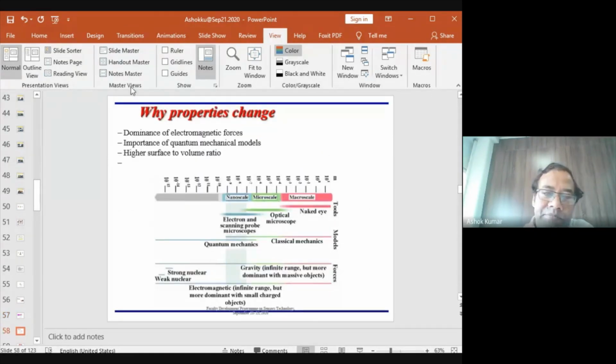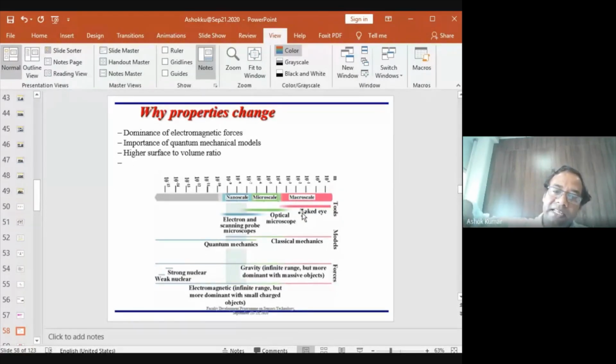Then in nano size, we have a change in properties. What kind of properties are changing? We have dominance of electromagnetic forces, and we have the importance of quantum mechanical models. In classical mechanics, we used to discuss large particles, and then there is a higher surface to volume ratio. This also changes several properties. So you can see many things change. What are those things?